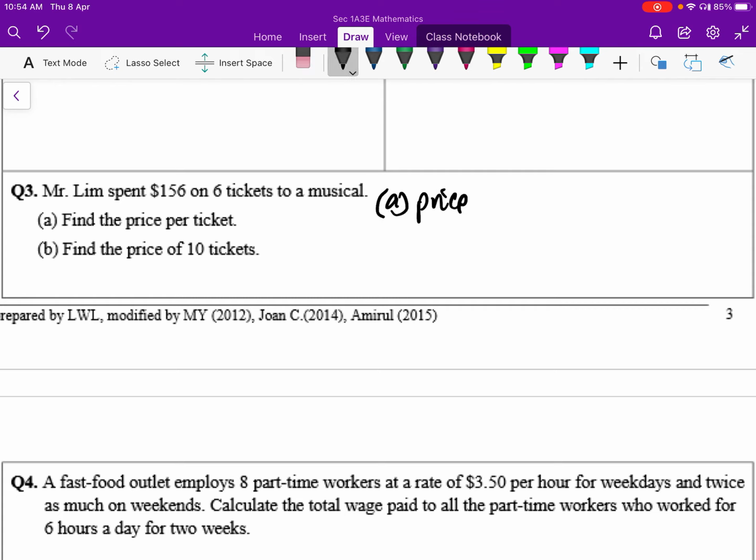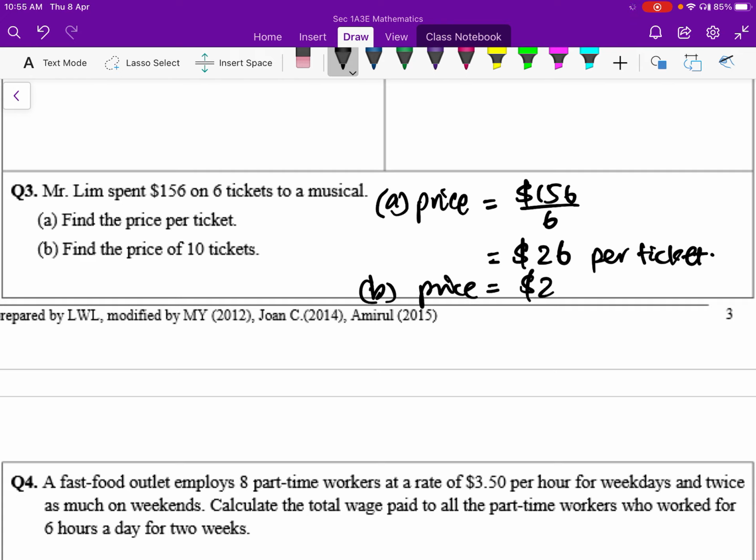Price equals to, so you take the total cost 156 divided by 6. Or in secondary school, we typically don't use the division symbol, we just put over 6. You end up with $26. So that's the price per ticket. So find the price of 10 tickets. Part B, price equals to 26 times 10. We get $260.